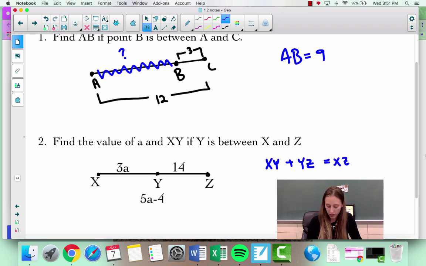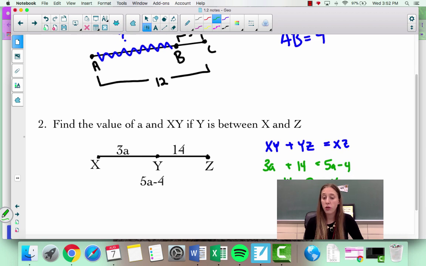Okay? So to set up the equation, I'm just going to replace what I know. I know XY they said was 3A, YZ was 14 in the picture, and then XZ they said was 5A minus 4. And now this just goes back to algebra. We're going to go ahead and solve for A. I'm going to subtract 3A to the other side, and that's going to get us 14 equals 2A minus 4. Then I'm going to add 4 to the other side, and that's going to give us 18 equals 2A. And then lastly, divide by 2, we're going to get A is equal to 9. Now, one thing I'll really emphasize is making sure you read all the directions.